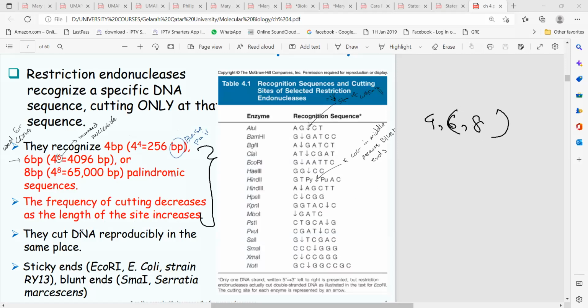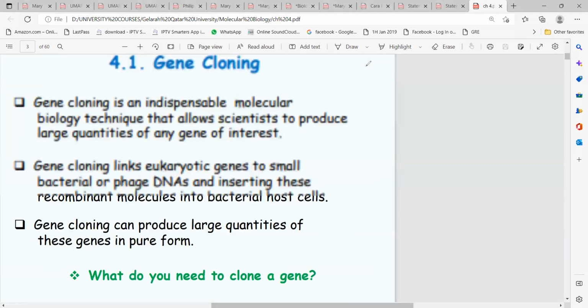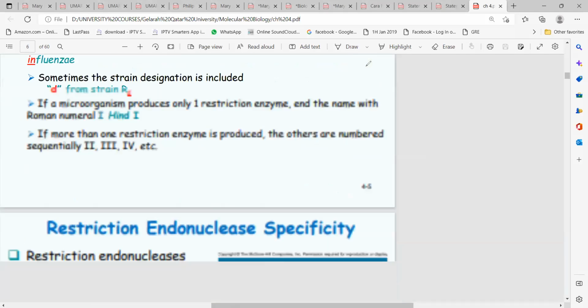Clear? They cut DNA reproducibly in the same place, producing sticky ends or blunt ends. So EcoRI, when it cuts, will produce sticky ends. We just discussed sticky ends.